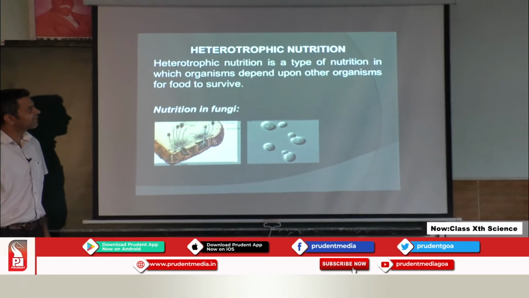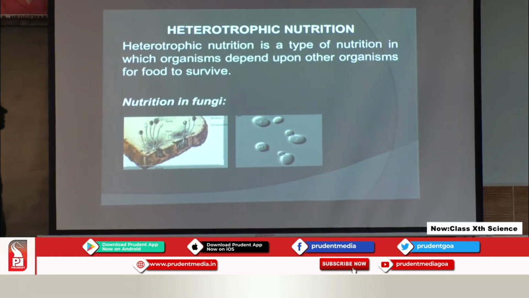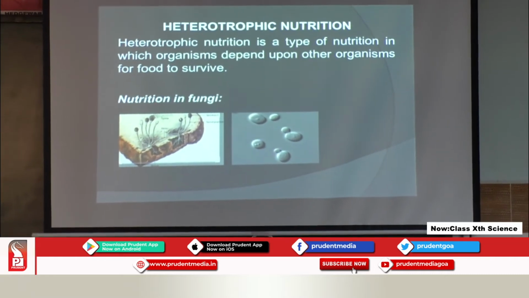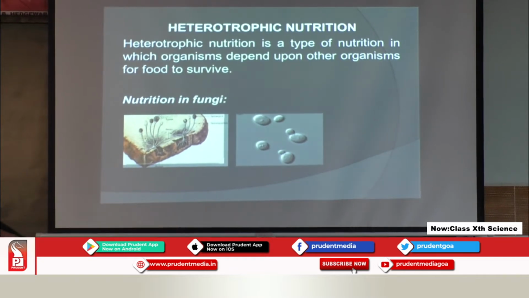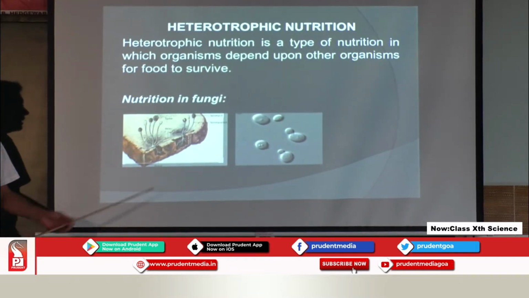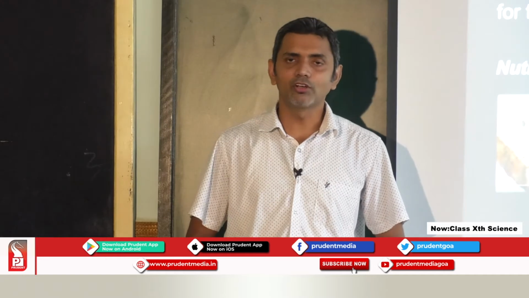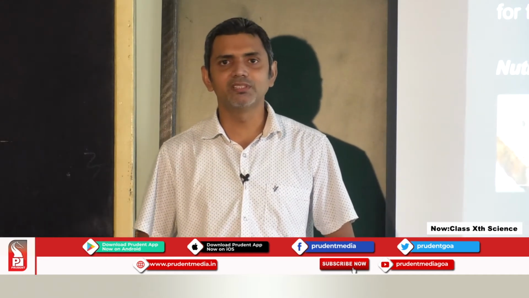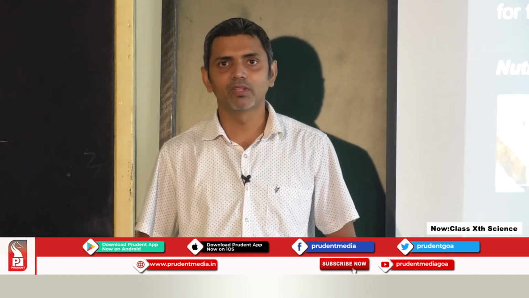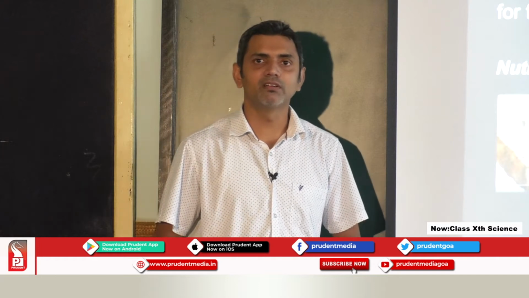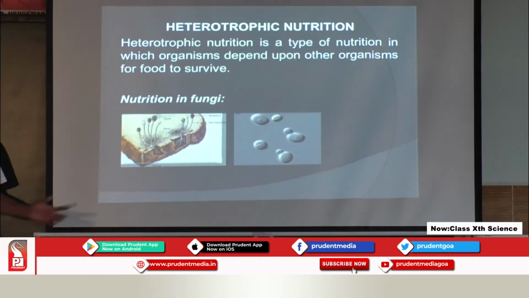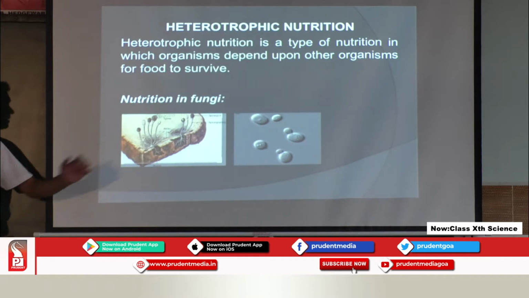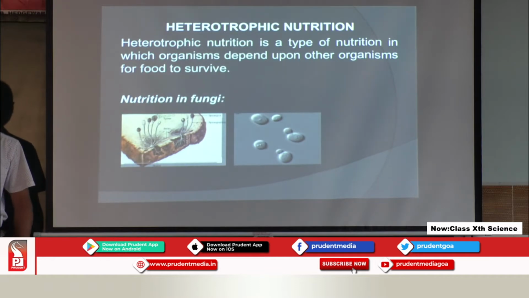Heterotrophic nutrition is a type of nutrition in which organisms depend upon other organisms for food to survive. These are some of the examples. Heterotrophic nutrition takes place in animals and in fungi. First, we will consider fungus. These are two examples of fungi, bread mold and yeast. One more example of fungus is mushroom.